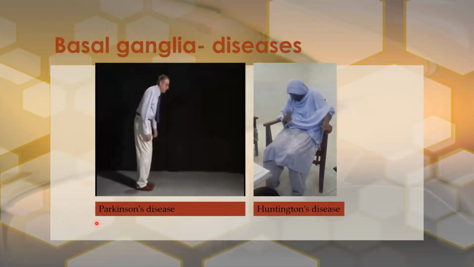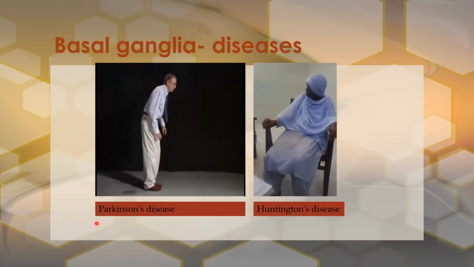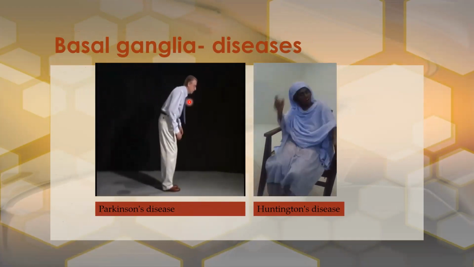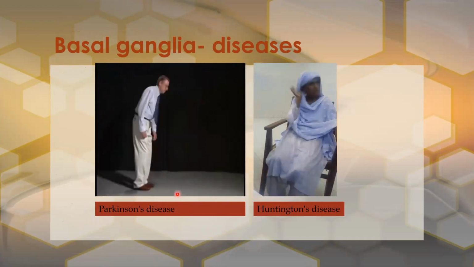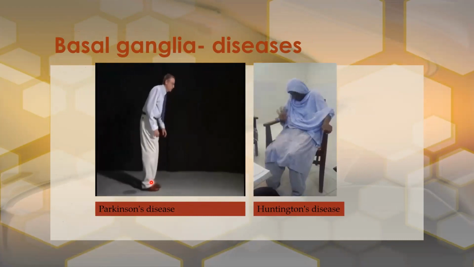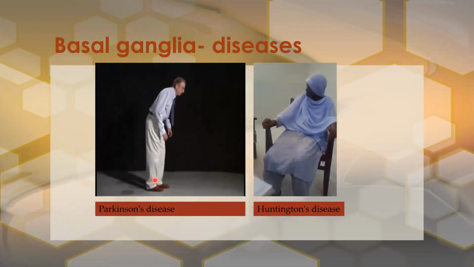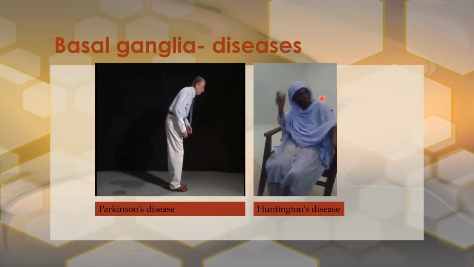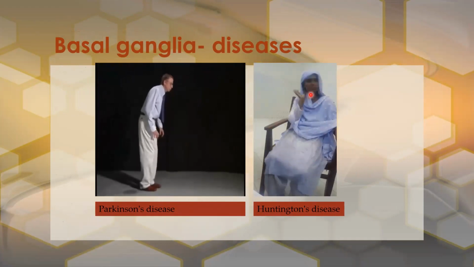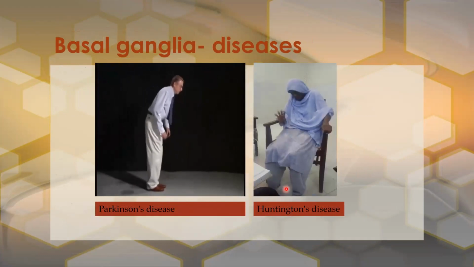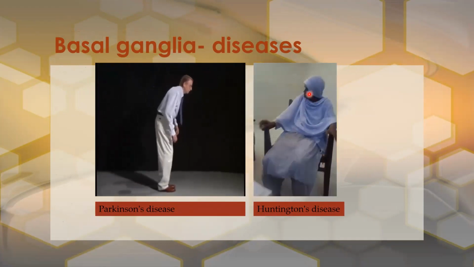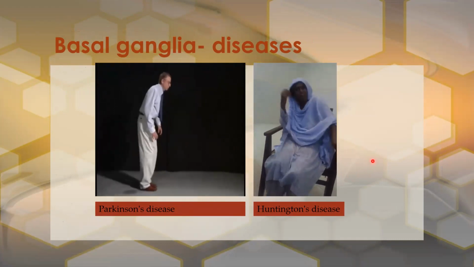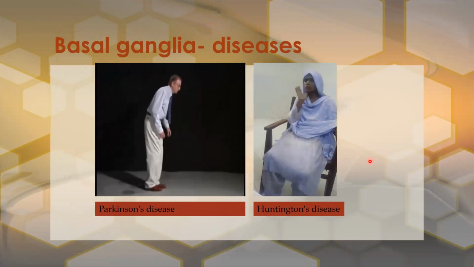Okay, I can show you how Parkinson's disease looks. These patients have movement that is not smooth. In Huntington disease, they cannot control the movement. Look at that, they cannot control the movement of different parts of the body.